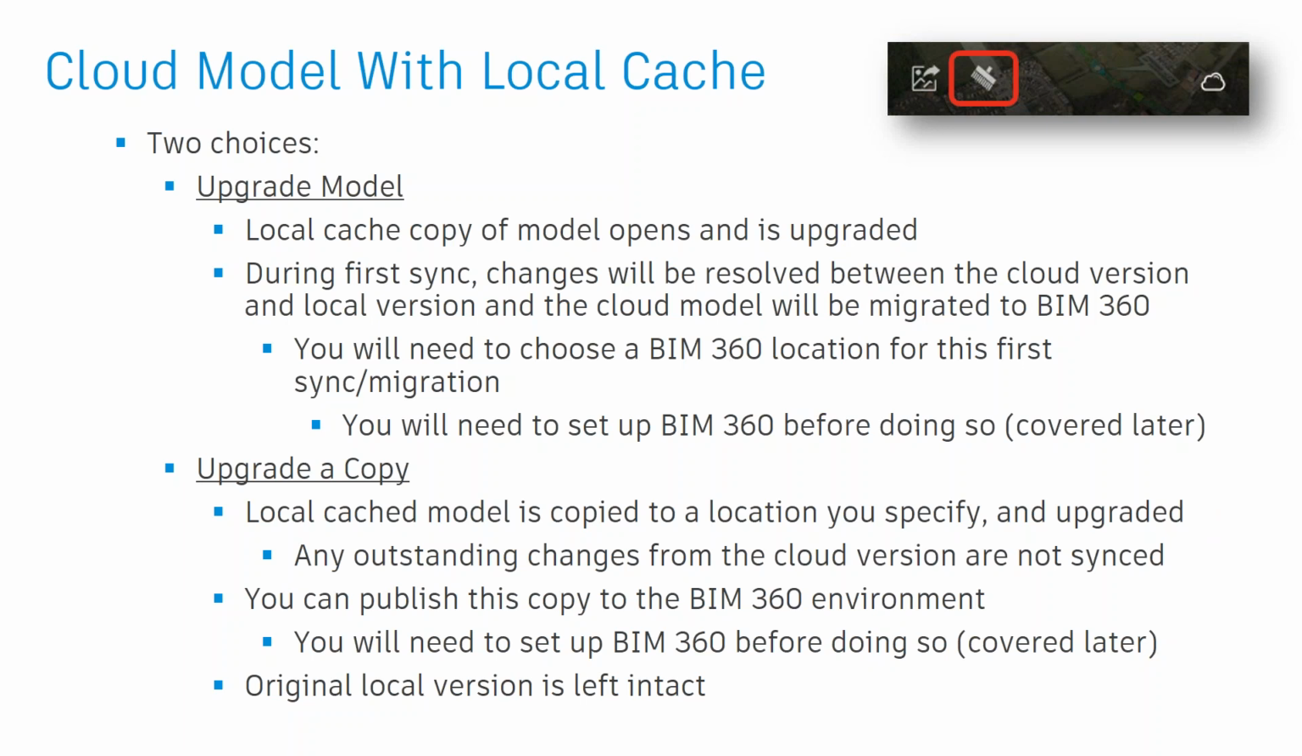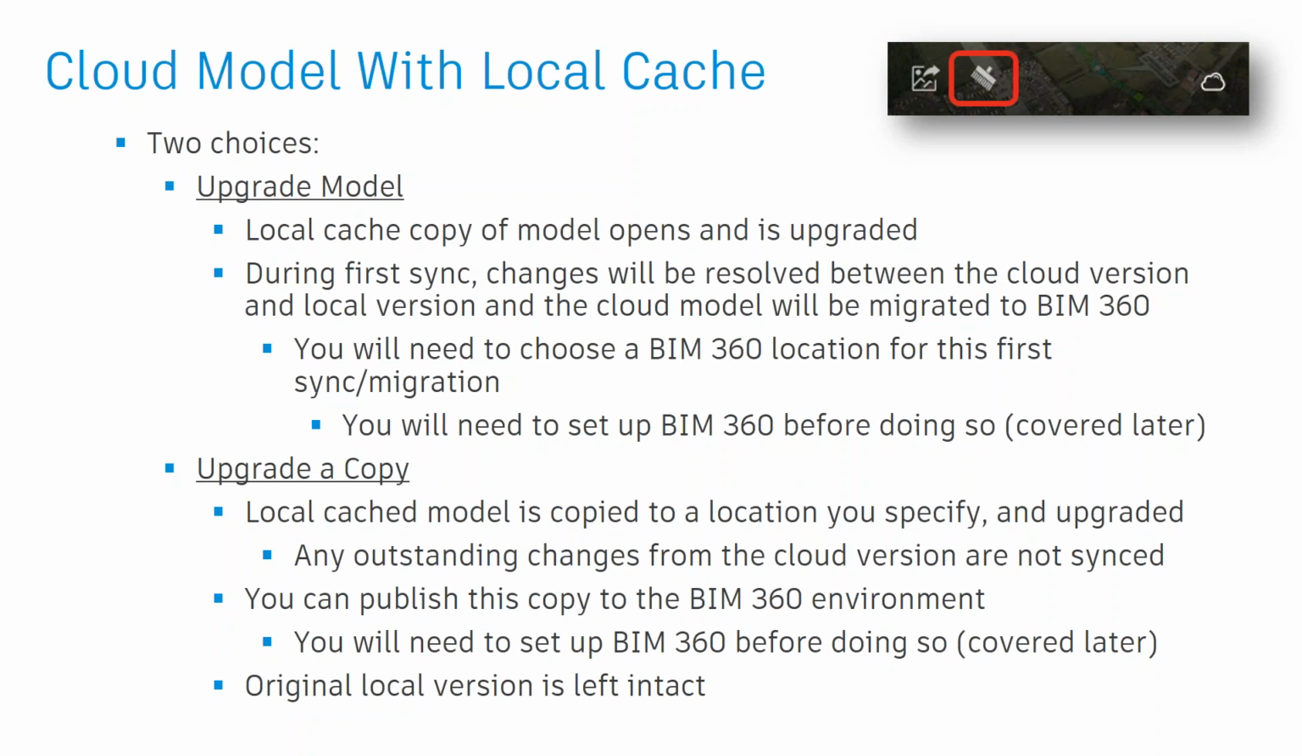and then I'll show you. If you have a cloud model with a local cache, meaning a local copy, again, two different things. You have two different choices that you can make. When you click on that model tile to open it, a dialog is going to pop up. It's going to give you two choices, three if you count cancel. The first will be upgrade model, and the second will be upgrade a copy.